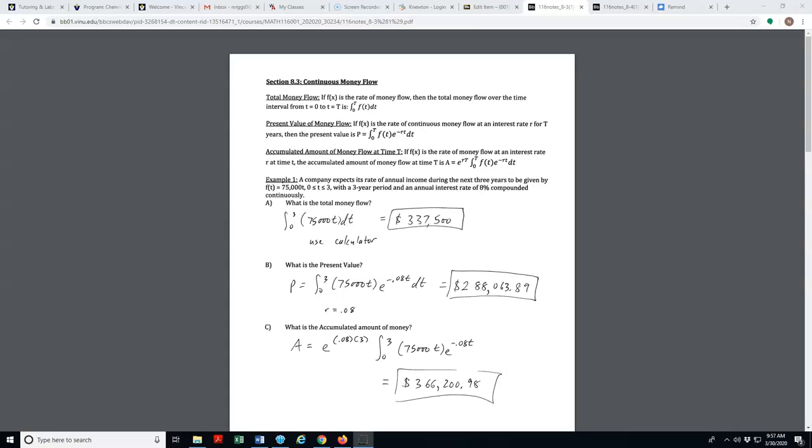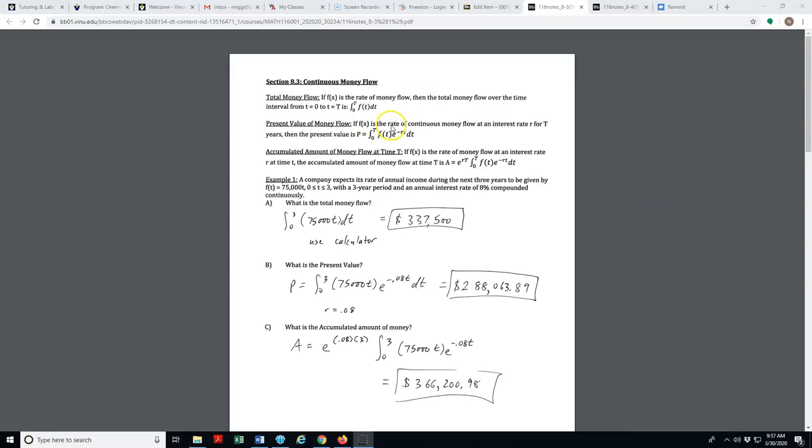Section 8.3, we are going to have three types of problems we might ask for: the total money flow, the present value of money flow, and the accumulated amount of money flow. Now for tests and quizzes, I will give you these formulas, so you do not need to have them memorized, you just need to know how to find them.